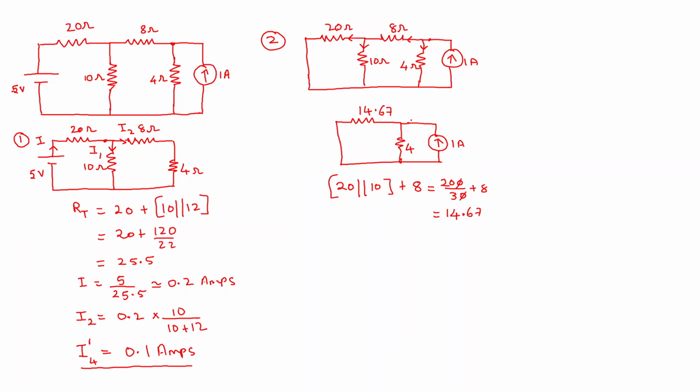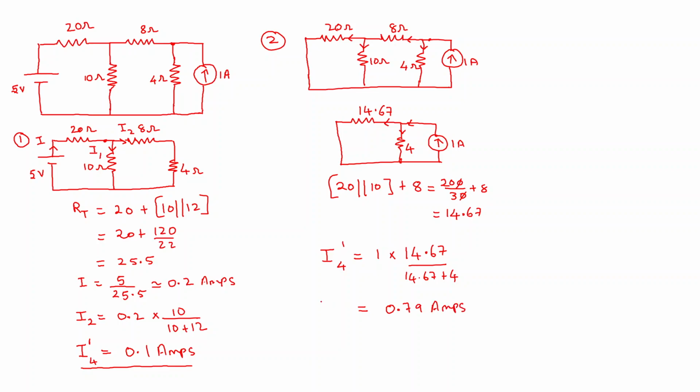So 1 amps coming here will get divided into 2. So using current division rule, I will find the current through 4 ohms is equal to total current, that is 1 amps entering into the opposite arm. This is the 4 ohms, and for this parallel section it is 14.67. So the opposite arm is 14.67 divided by 14.67 plus 4, which is equal to 0.79 amps.